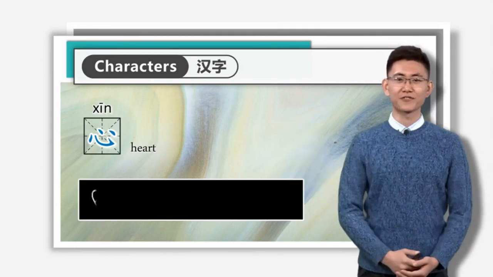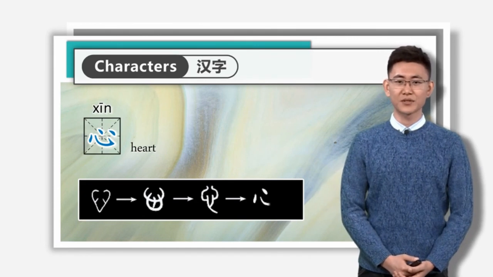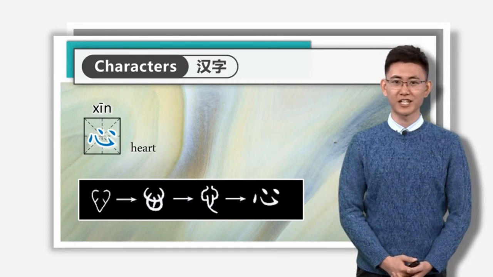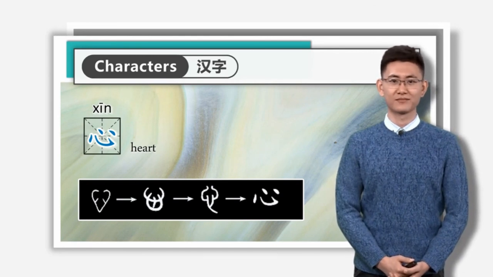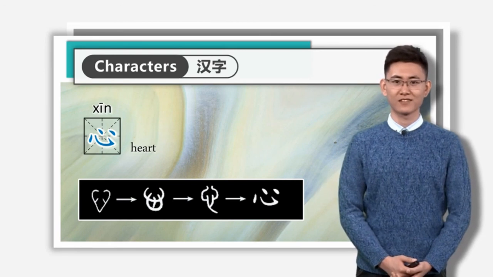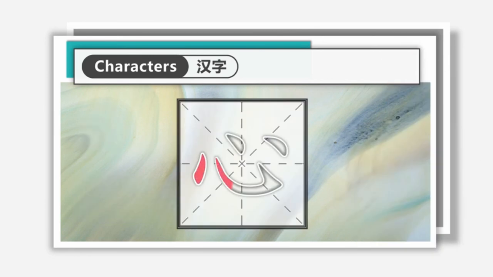Look at the picture of the evolution process of the character. It looked just like a heart at the very beginning. So it means heart. 跟我读，心，心。Let's write it together. And 握钩 is the second stroke of the character.